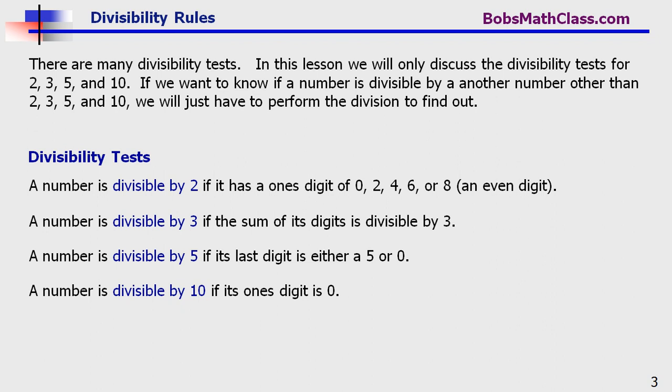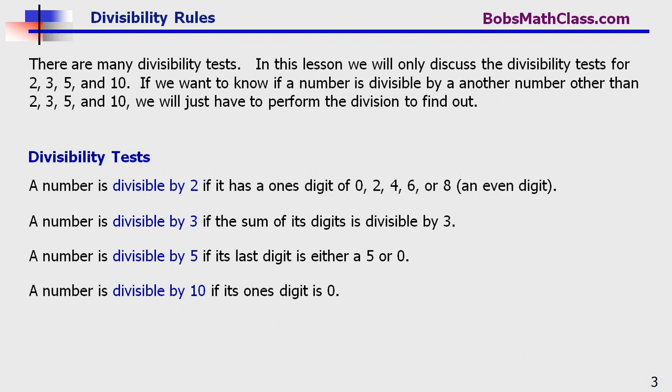Okay, 3. This one takes a little bit of work. If the sum of its digits is divisible by 3, so that means we have to add the numbers up and use that result and determine if 3 goes into that result. If it does, then the number is divisible by 3. So we add the numbers and then see if 3 goes into that number.